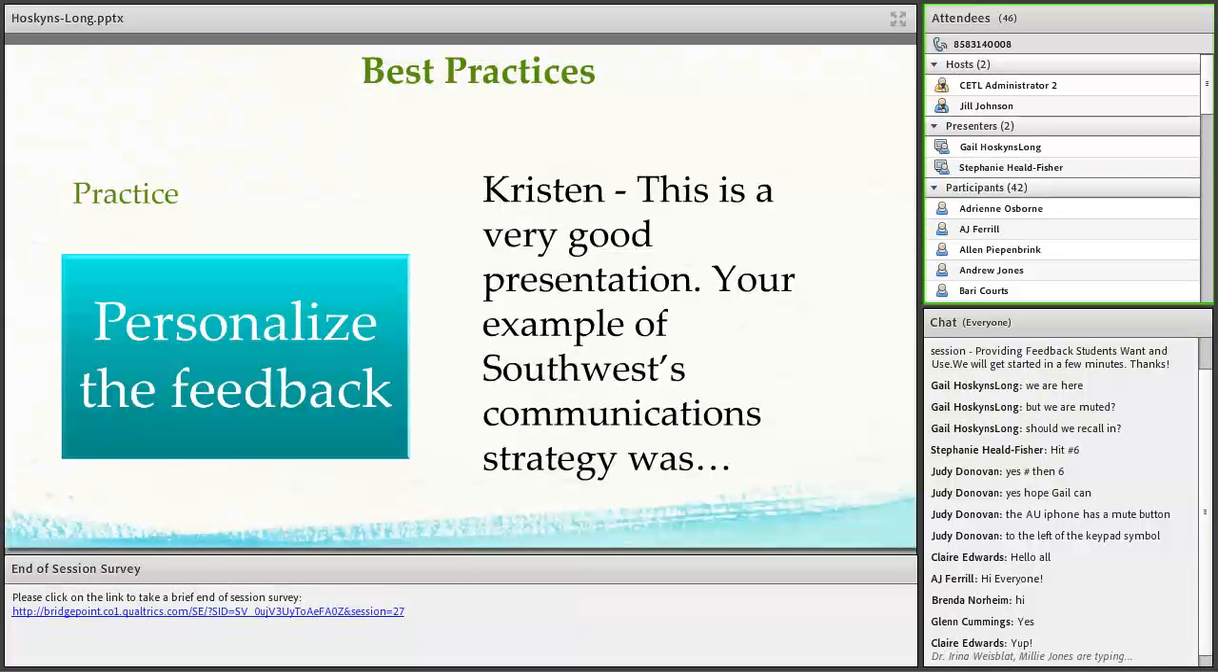Trust me on this. Students compare notes. Stephanie and I used to compare notes all the time. And here you can see an example of personalization. You can see that the instructor used the student's name and then went on to mention something specific about the student's paper by mentioning Southwest Airlines, because that was the company the student used for their example. And this way you're assuring the student that you really read their paper.